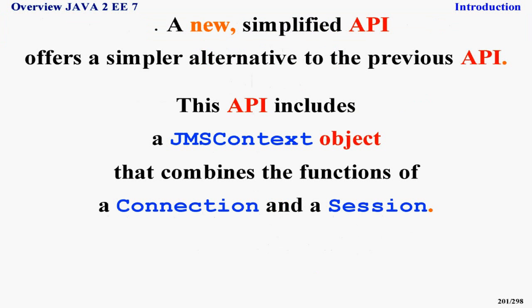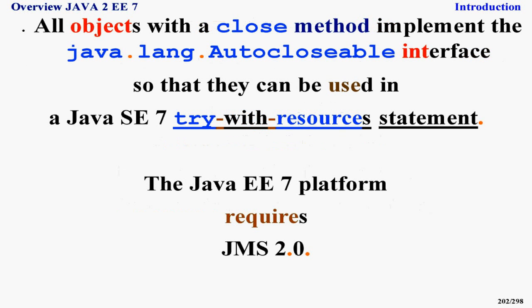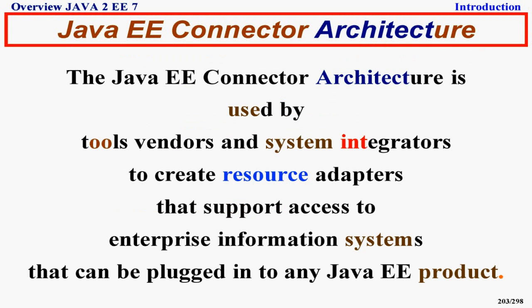A new, simplified API offers a simpler alternative to the previous API. This API includes a context object that combines the functions of a connection and a session. All objects with a close method implement the java.lang.AutoCloseable interface so that they can be used in a Java SE 7 try-with-resources statement. The Java EE 7 platform requires JMS 2.0.